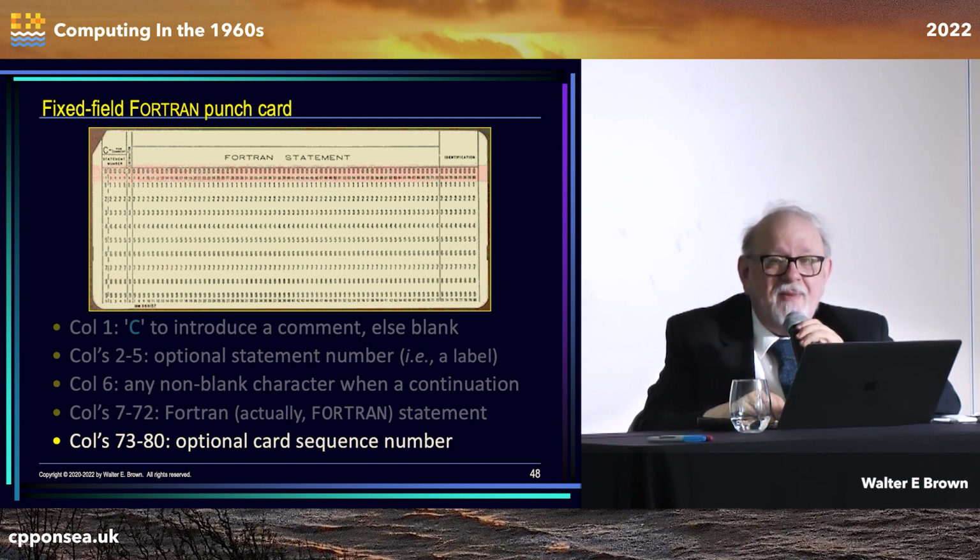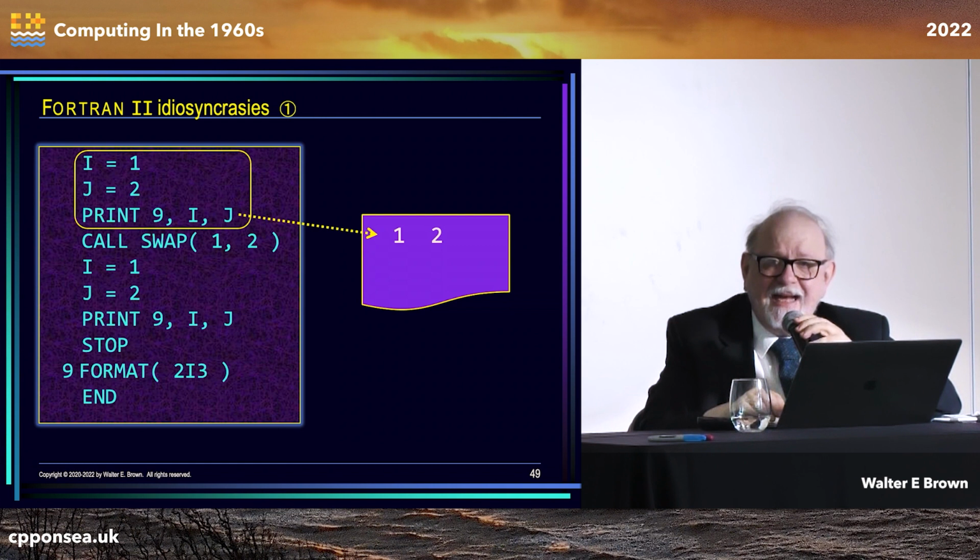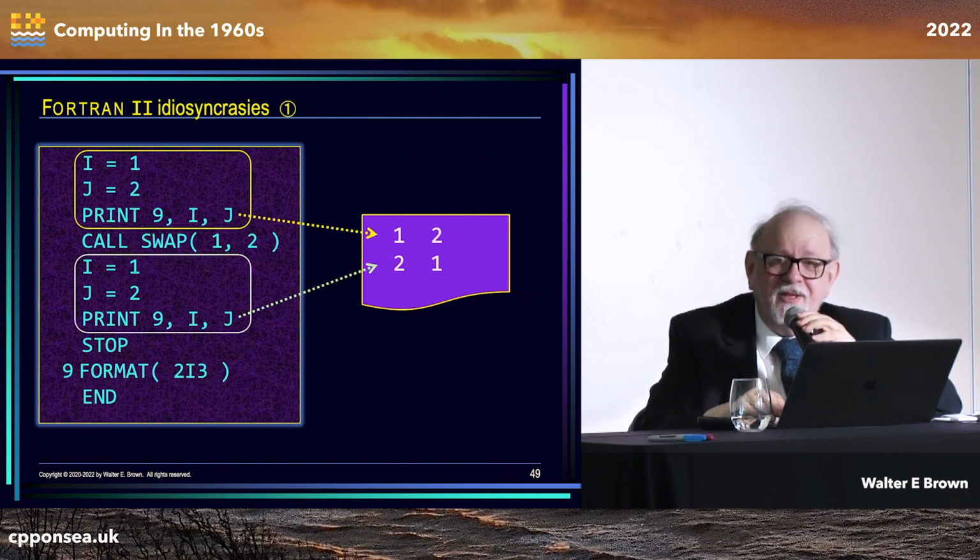So let me tell you a little bit about Fortran idiosyncrasies from that era. So here's a very short Fortran 2 program. Please notice this little block of code, which is duplicated down below with one line in between. These 3 lines together would produce that output. Okay, fine. The same 3 lines down below would produce this output. And the only thing I did in between is call swap on a pair of literals.